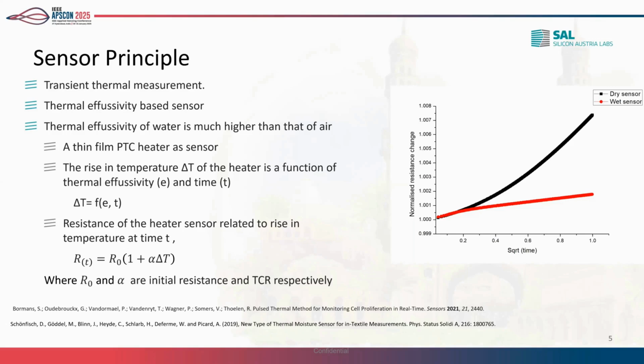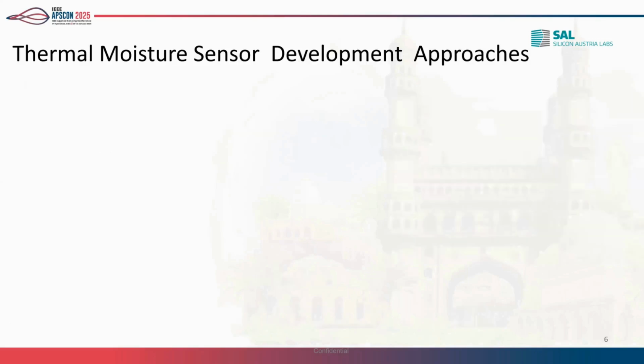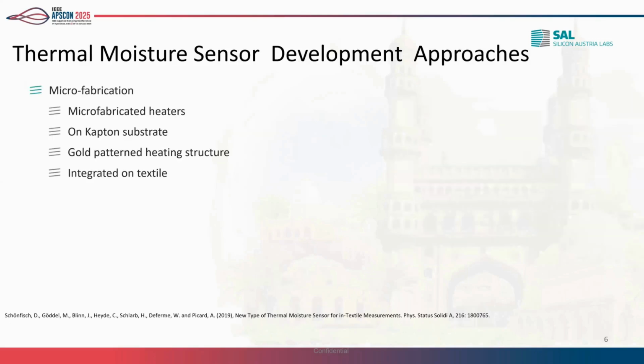So this is the sensor principle, and there are different approaches to do it. In the literature, there are already multiple ways the sensor has been developed. One is simple microfabrication, just on a foil with coating and photolithography and etching. A gold structure is patterned as a heater, and then this foil sensor is attached on the textile, and that has been used for measurements.